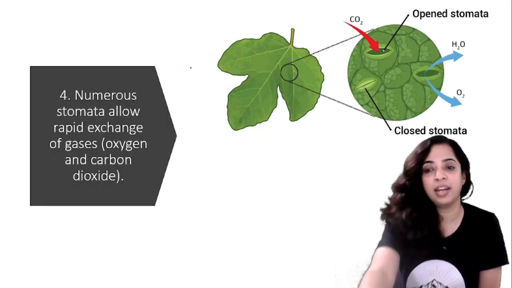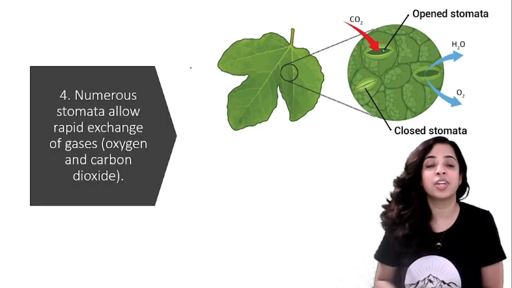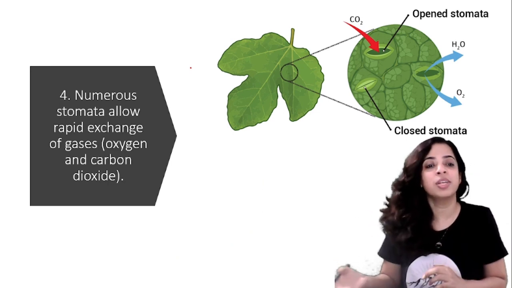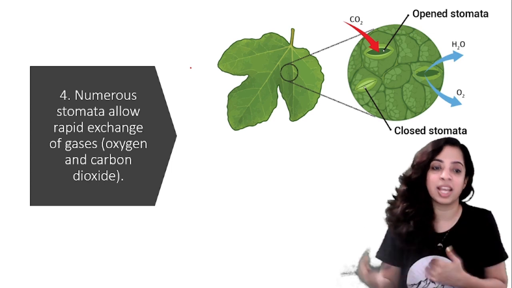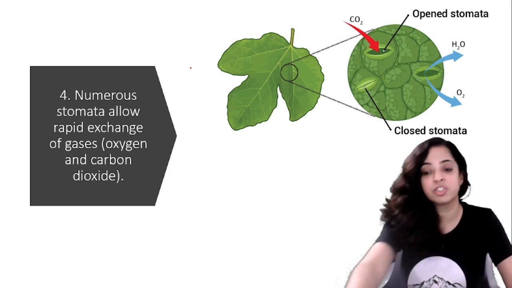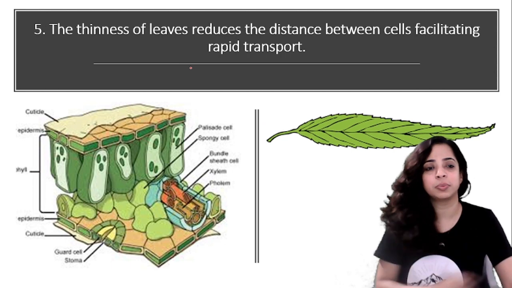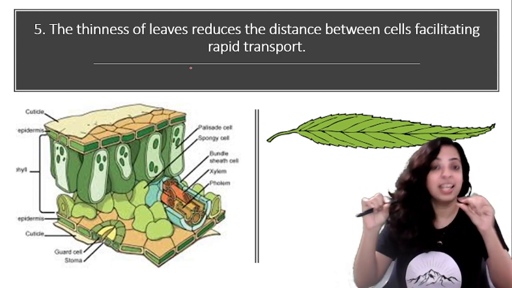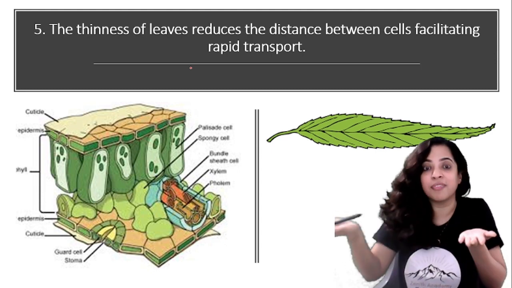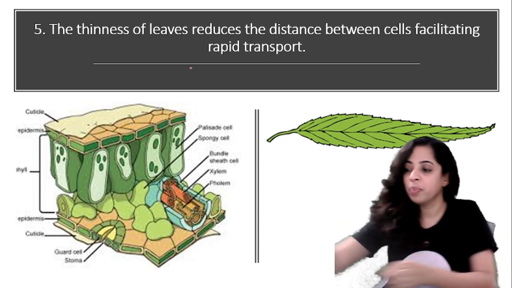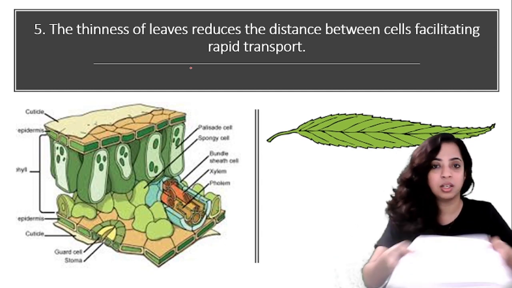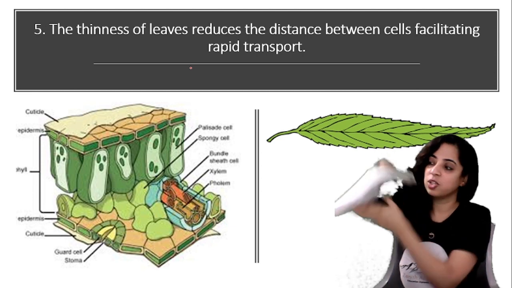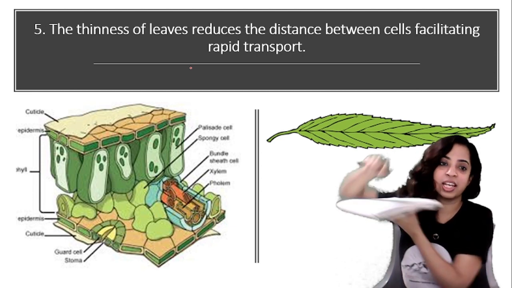The fourth adaptation is that lots of stomata are there on the leaf. Numerous stomata allow rapid exchange of gases, that is oxygen and carbon dioxide, which is required for photosynthesis. The fifth point is that the leaves are very thin. I'm talking about the thickness and not the surface area. If you take a book like this, this is the surface area, whereas this is the thickness. This is very thin in the case of a leaf.